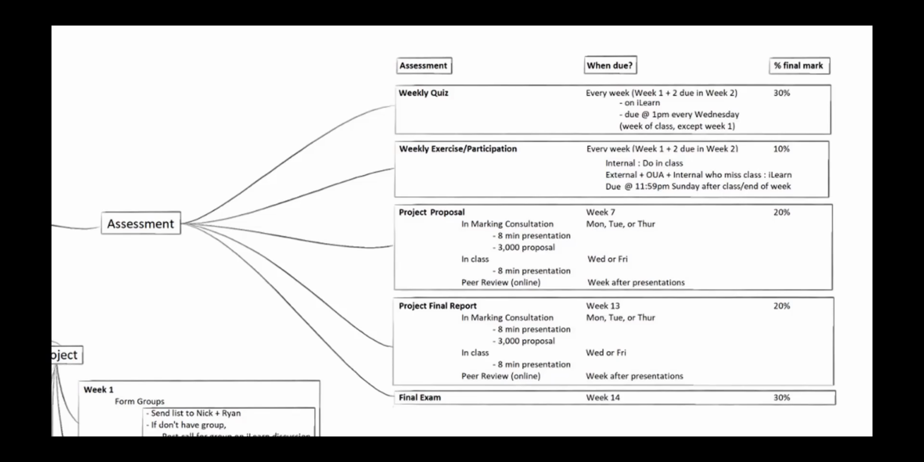The next assessment is participation. That is basically coming to class for internal students and participating actively in the exercises we do there. For external students and OUA and internal students who miss class, that is your posting on iLearn your answers to the exercise. We've already talked about that. In terms of the other aspect, which I've only touched on briefly, is the project.